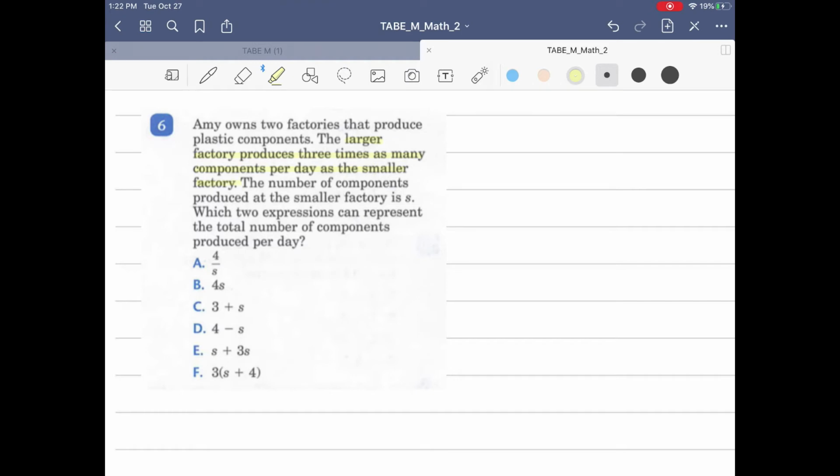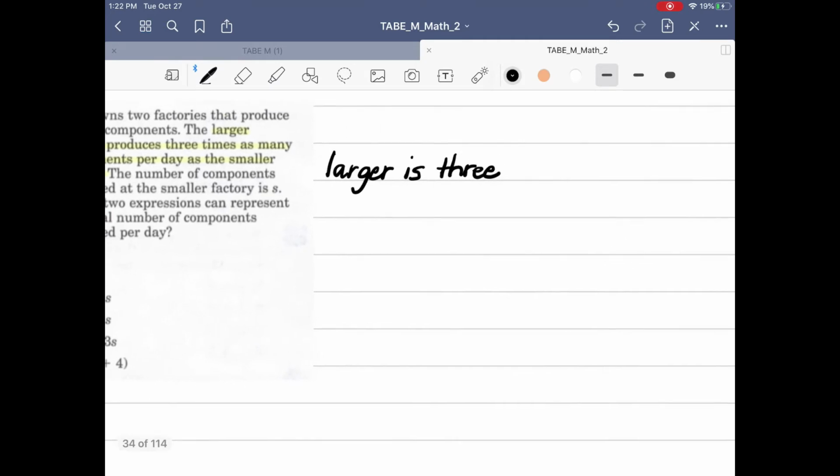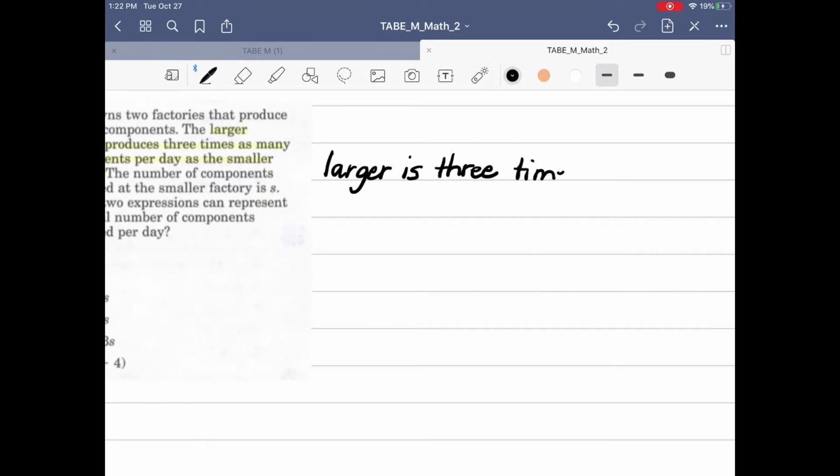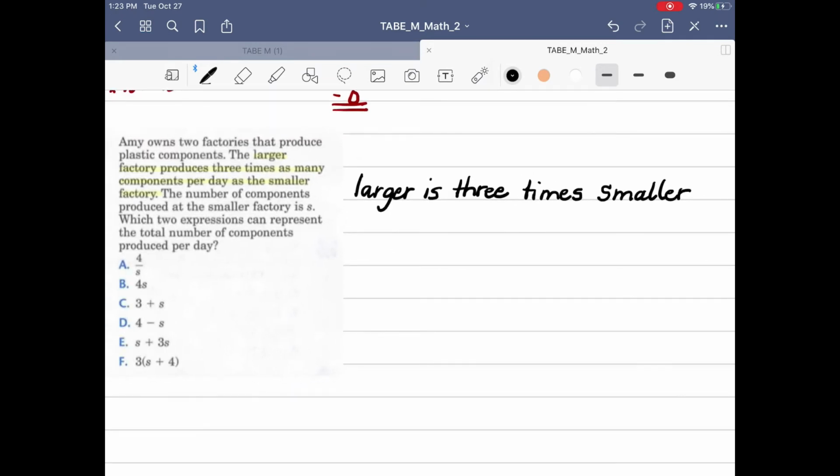The larger factory produces 3 times as many components as the smaller one. So the larger factory is 3 times the smaller factory. Get that part down first. That's the story. We know that is would be the equal sign. We know that the smaller factory is S, and we need to multiply 3 times S.